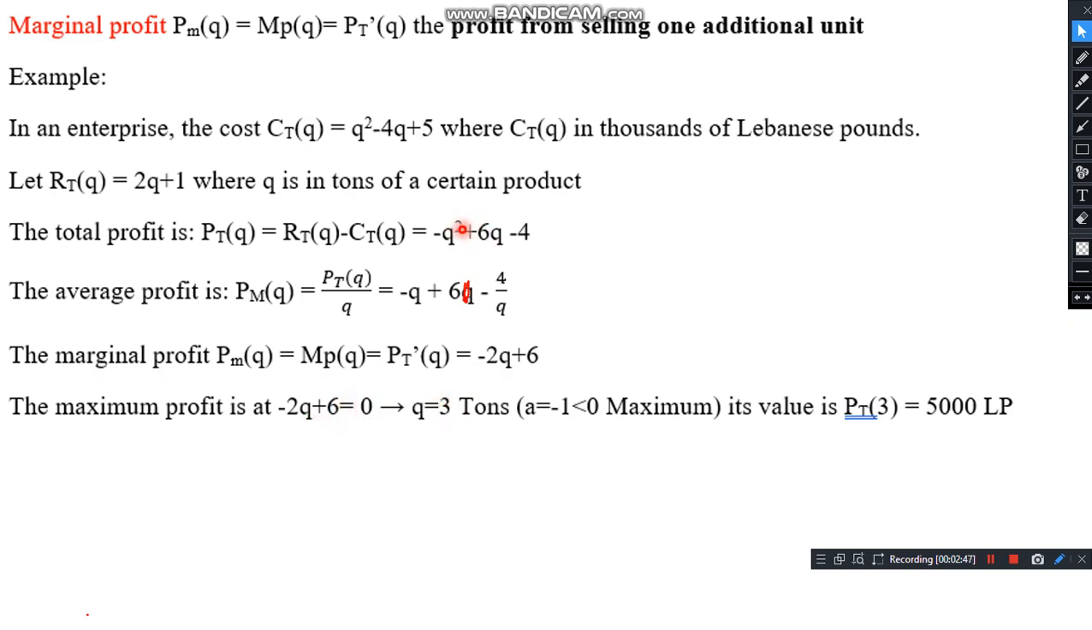Why? Because here I have a parabola where A is negative. If you have a parabola where A is negative, it will be of that form. So here you have a maximum, so that's why we equate it to 0.